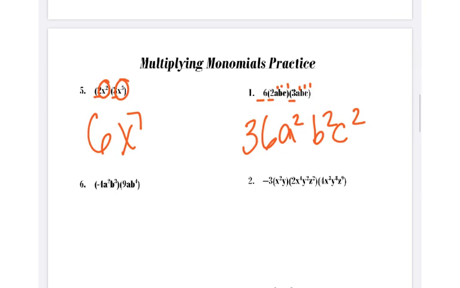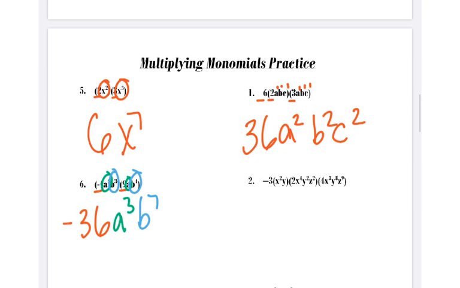Okay, so we'll do that again with number 6. So you find the coefficients, those are the big numbers in the front, and you multiply. -4 times 9 is the number -36. We have 2 A's here and 1 A here, so that's a total of A to the third. We have 3 B's and 4 B's, so that's a total of B to the 7th.